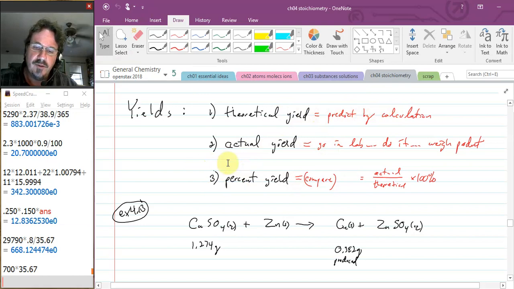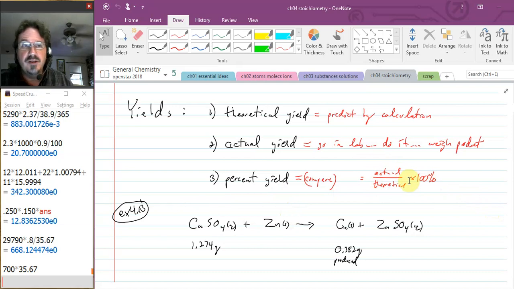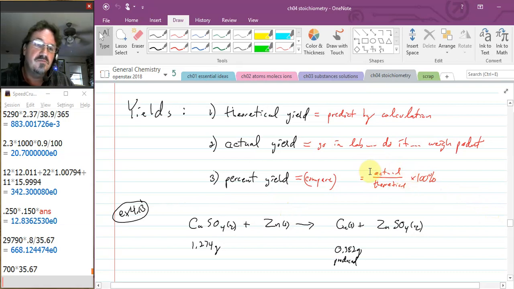And finally, the third type of yield we can talk about, the percent yield. This is where I'm going to compare those two. Right? I compare them as a percentage. The actual divided by the theoretical, and then multiply by 100 to convert it to a percent. All right, so, hey, I went in, I should have gotten this, but I only got this much. Turned out to be 85% of what I could have gotten. Right? My percent yield is 85%. That's, I got 85% of what I theoretically could have gotten.